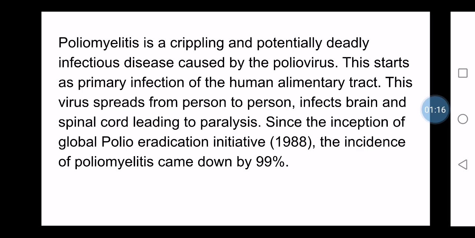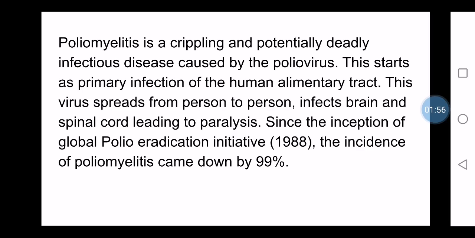This starts as a primary infection of the human alimentary tract. So in the starting stage, this infection starts as an intestinal infection. It affects the alimentary tract. This virus spreads from person to person and infects the brain and even the spinal cord, leading to paralysis. That's why we are saying it's a deadly infection. So don't think that it will be just infecting the intestinal system. It will spread from person to person very fast, especially affecting the brain and the spinal cord, leading even to paralysis of the person.